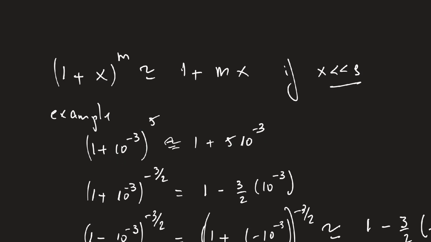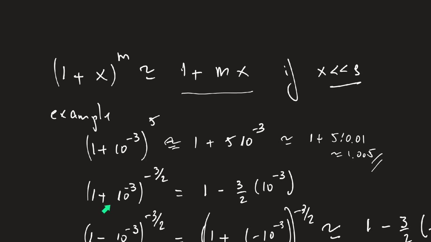If you calculate it, if you use your calculators, you will see that this is approximately 1 plus 5 times 10 to the minus 3, which is 0.005, so it will be 1.005. You can make the calculation on your computer. You can see that this approximation is working, and we'll see why it's working.